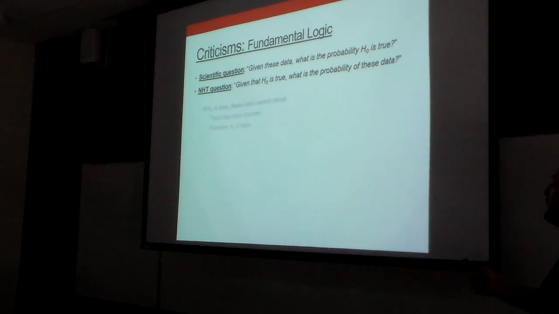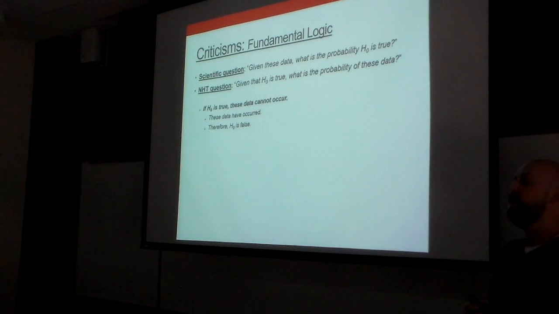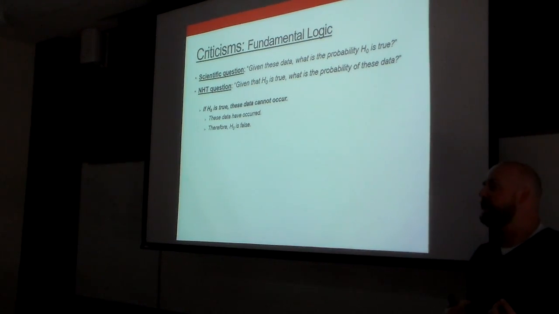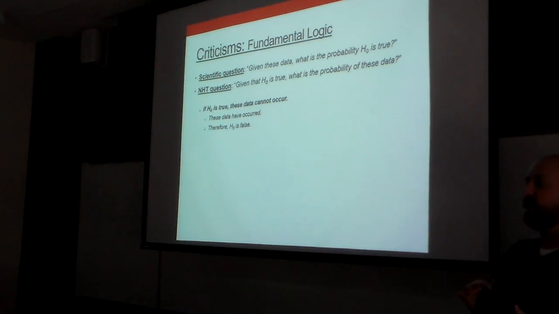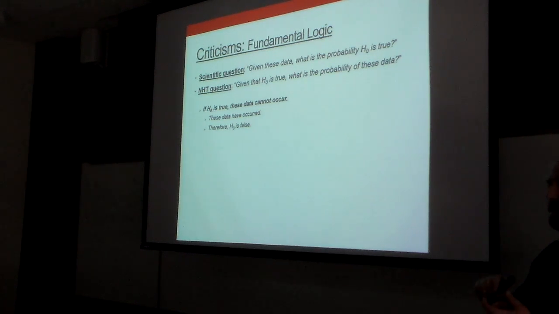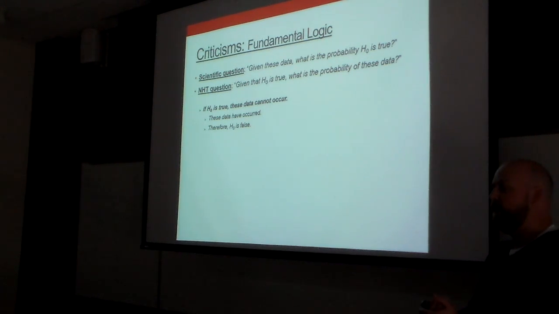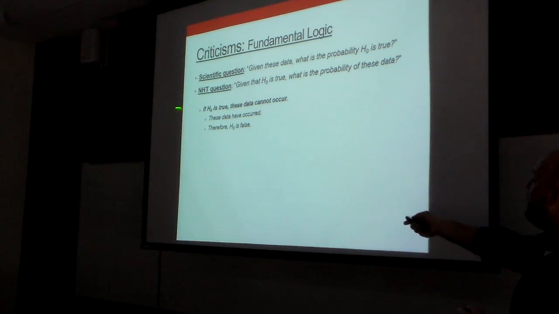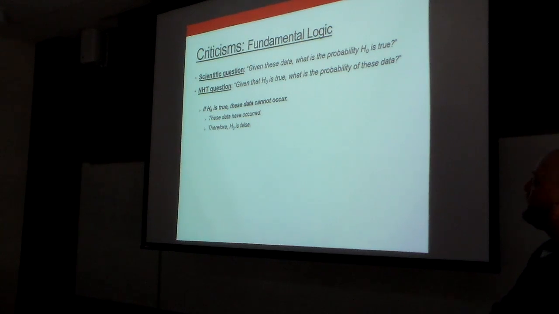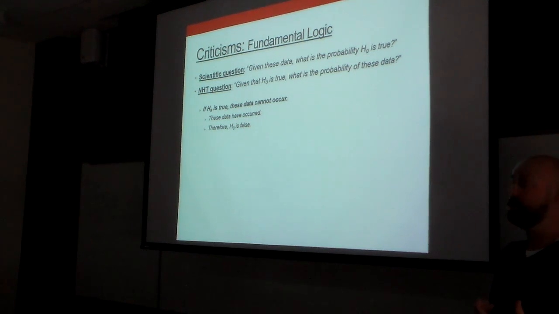It seems like semantics, but a very quick and very easy evaluation of this logic finds where this starts to break down, right? So if we were talking about absolutes, then we're fine, right? If the null hypothesis is true, these data cannot occur. These data have occurred, therefore the null hypothesis is false, right? That makes sense, right?